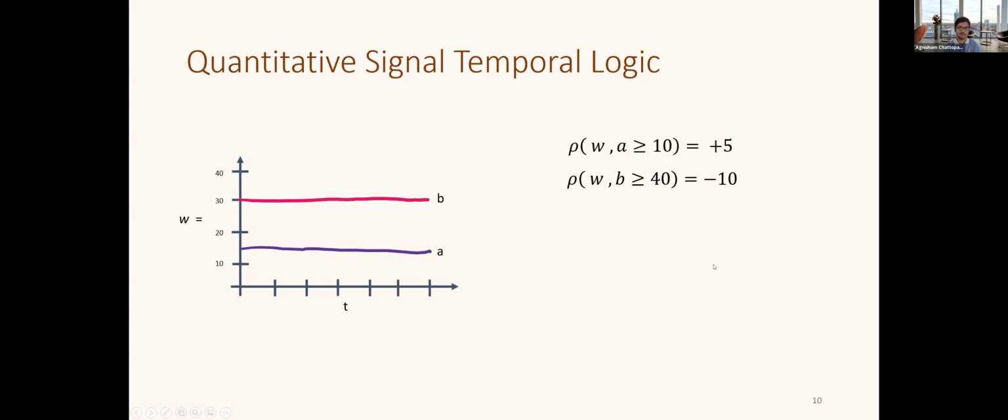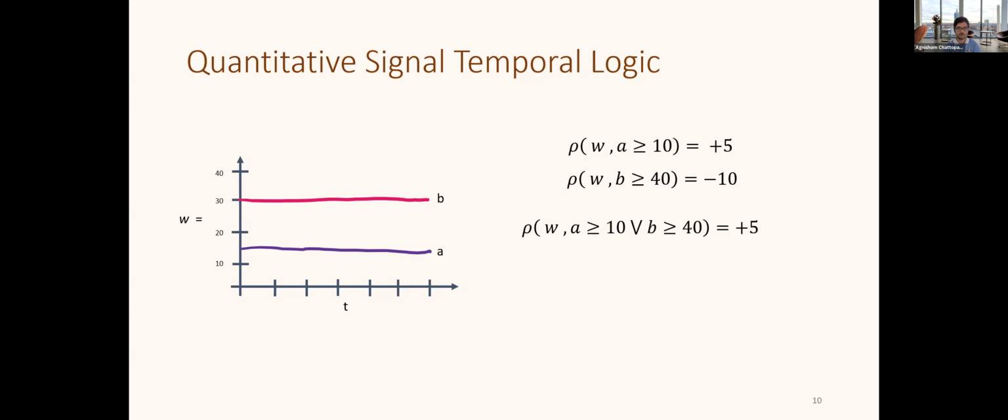On the other hand, to the formula b greater than or equal to 40, we assign the value minus 10. Indeed, b is not greater than or equal to 40, and this is why we have the negative sign. And perturbing the trace anywhere by at most 10 units would not change this.